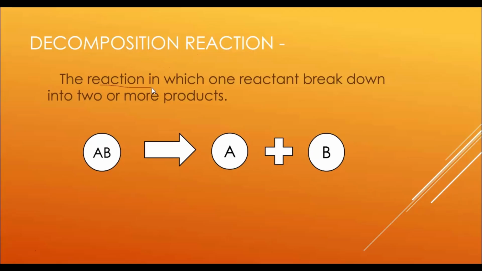The reaction in which one reactant breaks down into two or more products is known as decomposition reaction. Here the single reactant AB decomposes into two products A and B. Decomposition means breakdown or decompose. A single reactant breaks down into two or more products.